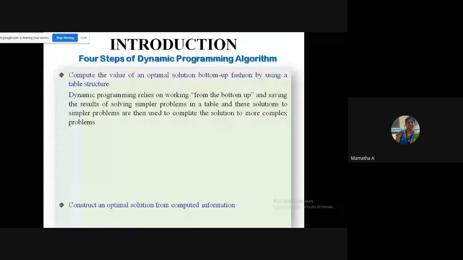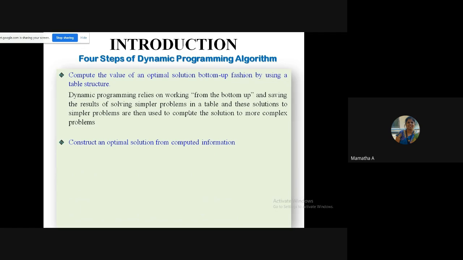And once your table is ready, filling up all the results of the subproblems, from the table you have to construct the optimal solution from the computed information. What is this computed information? Solution of all your subproblems.